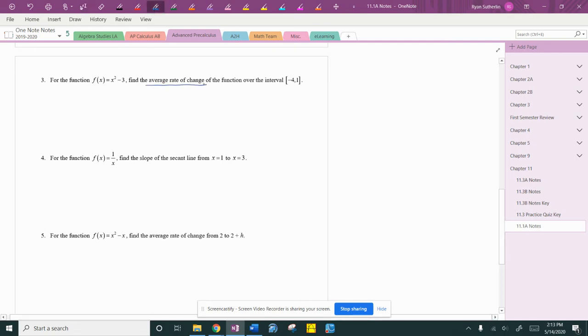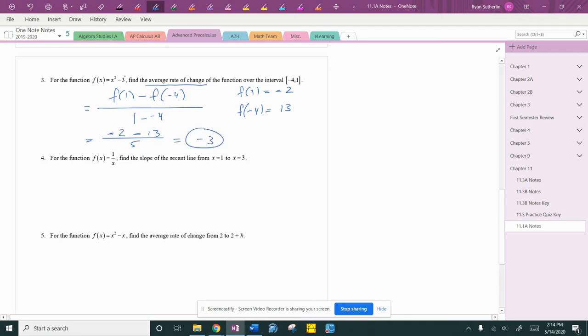So again, average rate of change just means I'm going to do f of 1 minus f of -4 over 1 minus -4. Well, I may do these over to the side here. F of 1 would be 1 squared minus 3, which is -2. F of -4 will be 16 minus 3, which is 13. So I have -2 minus 13 over 5. So -15 over 5 is -3.